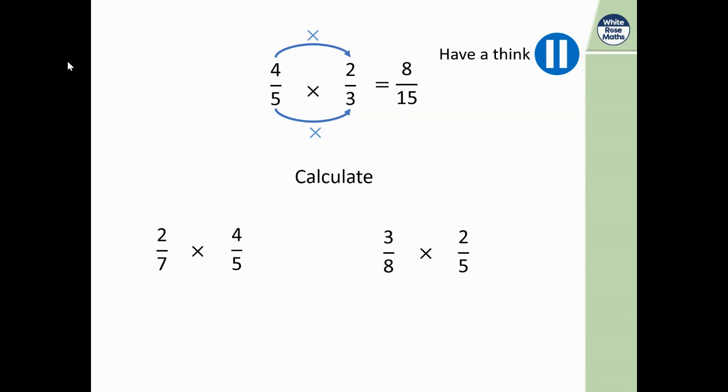So I'll let you try these. I'm going to stop talking for a second. I'd like you to use that same method. 2/7 times 4/5. What would be the answer? 3/8 times 2/5. What would be the answer? Again, always be on the lookout, though, before you do these. Is it improper? Do you need to put it back to a mixed number? Can you simplify it?